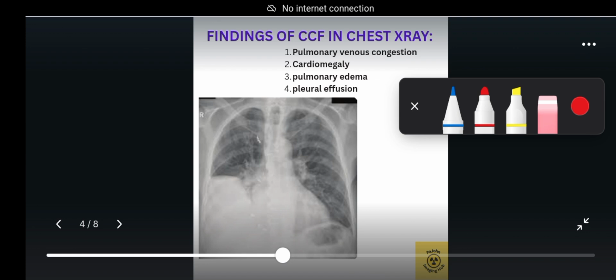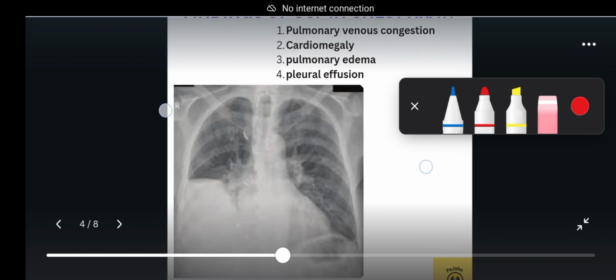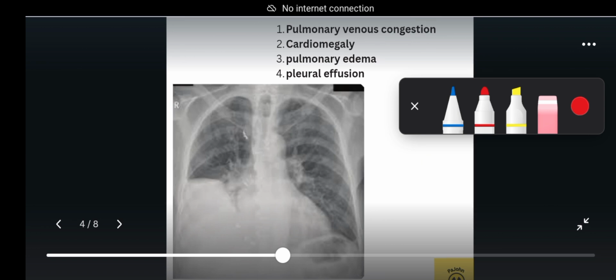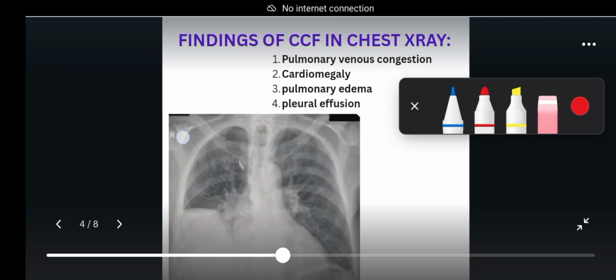So let's look at what the radiographer or radiologist finds in a chest X-ray that has a case of heart failure. There are four things they look out for. They look out for signs of these four things in the chest X-ray. They look out for pulmonary venous congestion. That is signs of pulmonary venous congestion, signs of cardiomegaly, signs of pulmonary edema, and signs of pleural effusion.